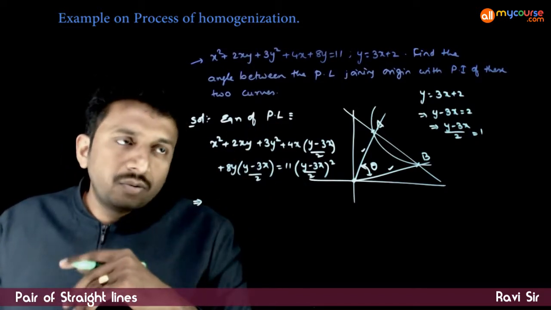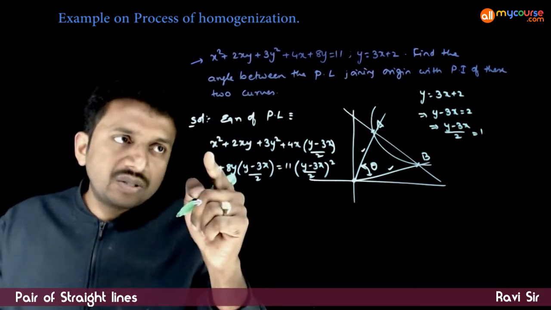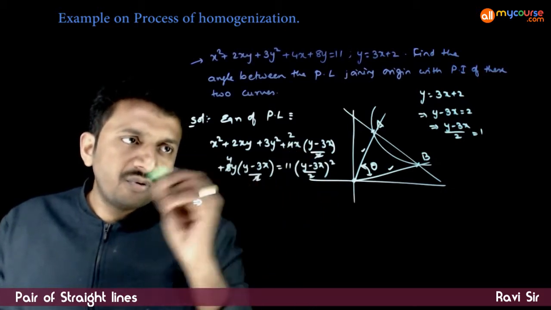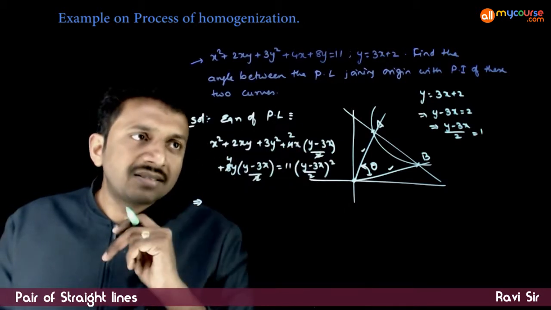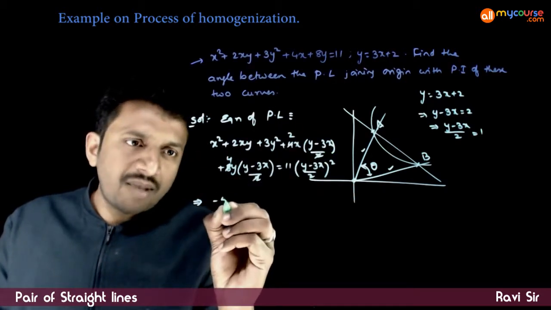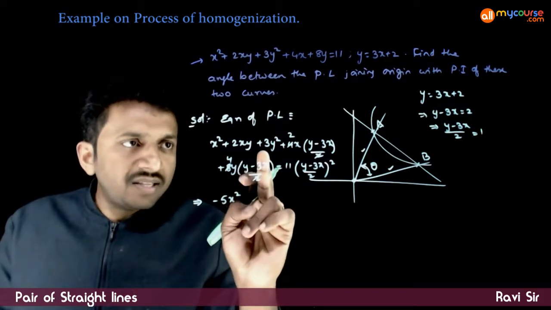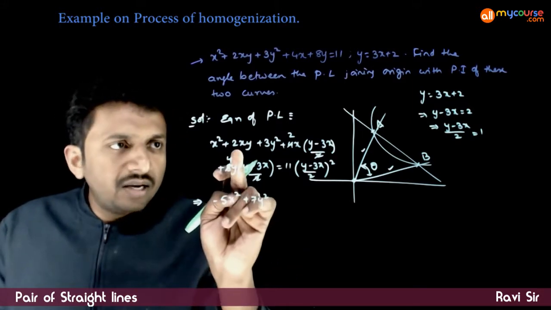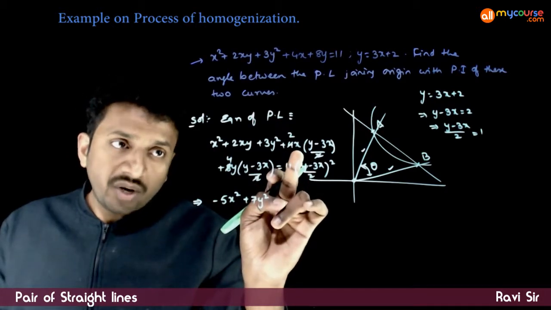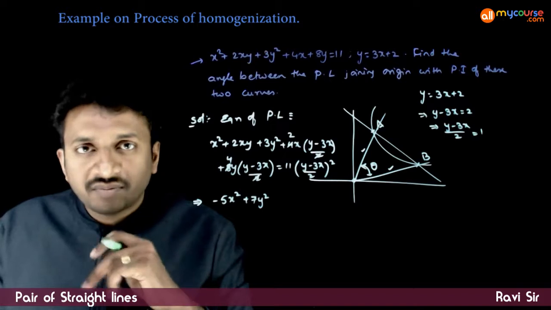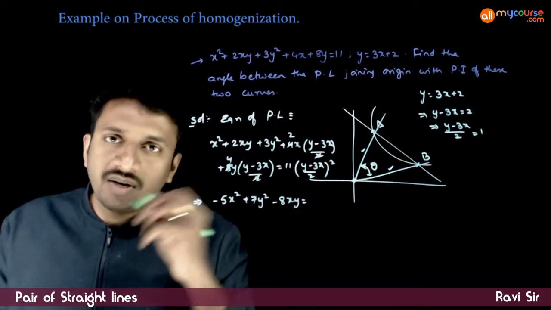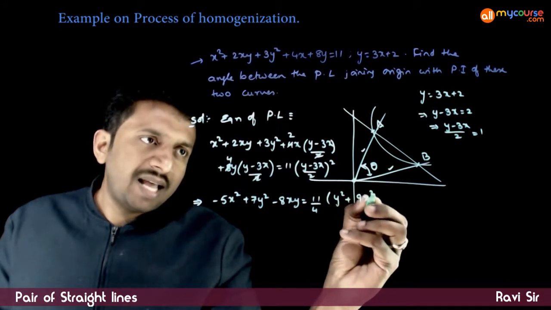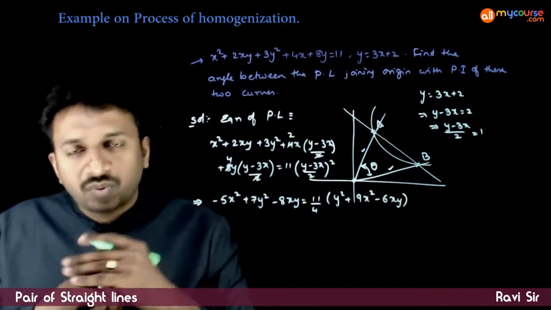So what is the effective x square term that you have? x square here, so this 2, let's cancel 2 times, 4 times, so x square minus 6x square, so you have minus 5x square, 3y square plus 4y square plus 7y square, 2xy plus 2xy, 4xy minus 12xy, this minus 8xy is equal to 11 by 4 times y square plus 9x square minus 6xy.